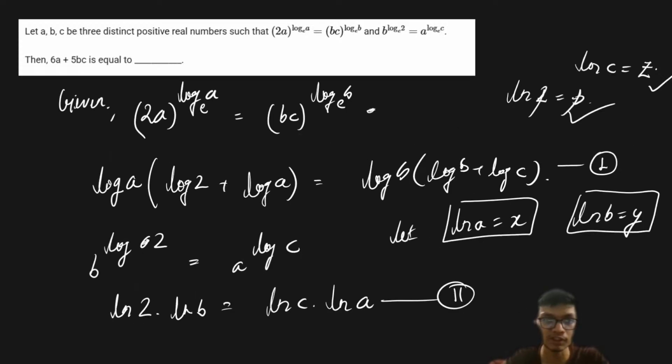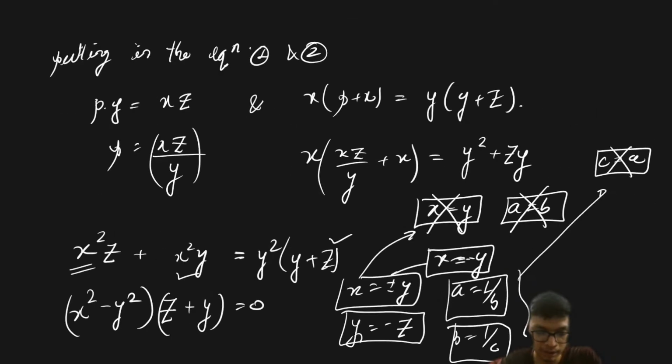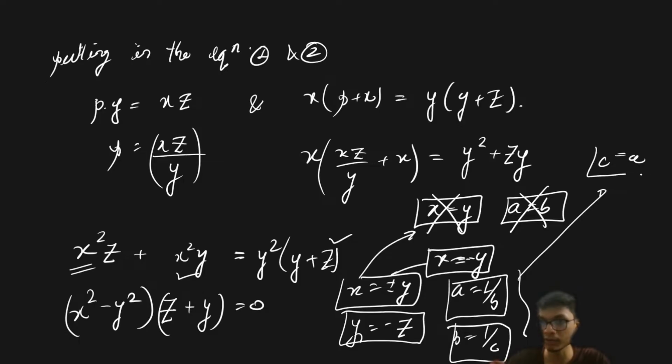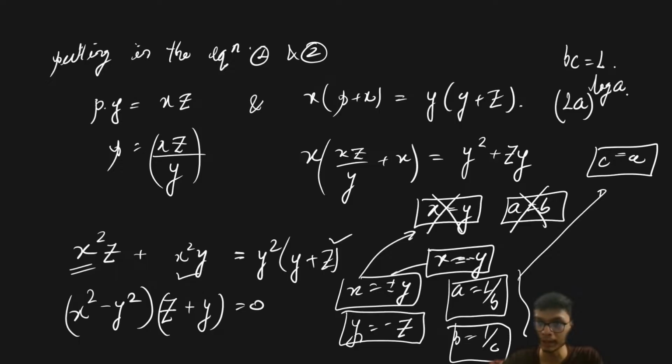Right. Now, let me first understand that c is also given as distinct positive real numbers. So if c is equal to a, we have to understand this very nicely, that if our c is equal to a, and we have the equation b into c is equal to 1, then I can put it back into the equation as 2a to the power log a is equal to 1, and therefore from here I will have the value of a is equal to 1 upon 2.